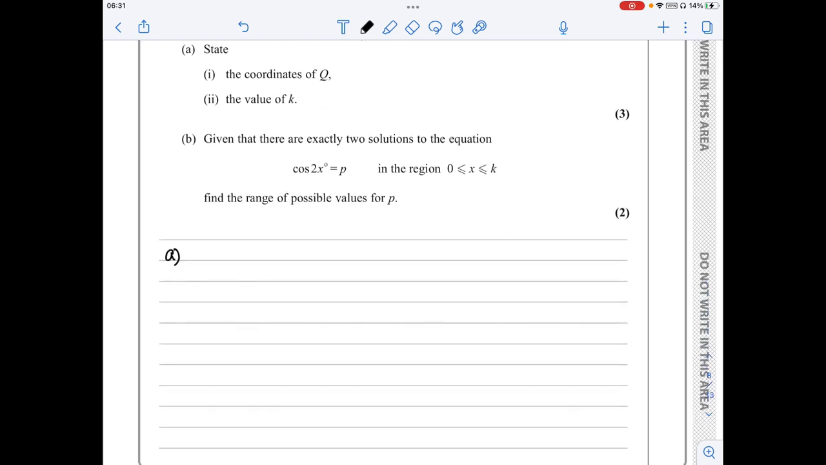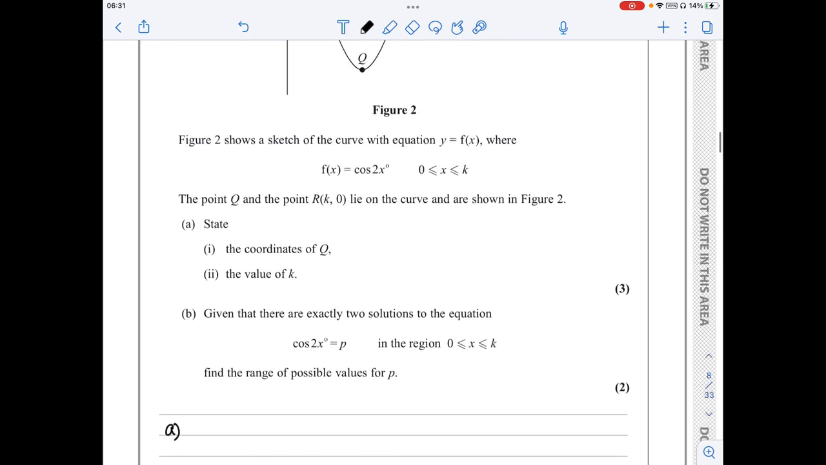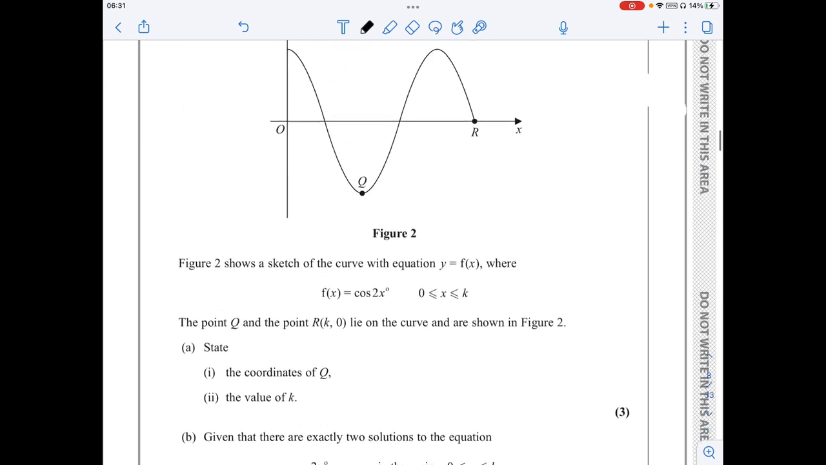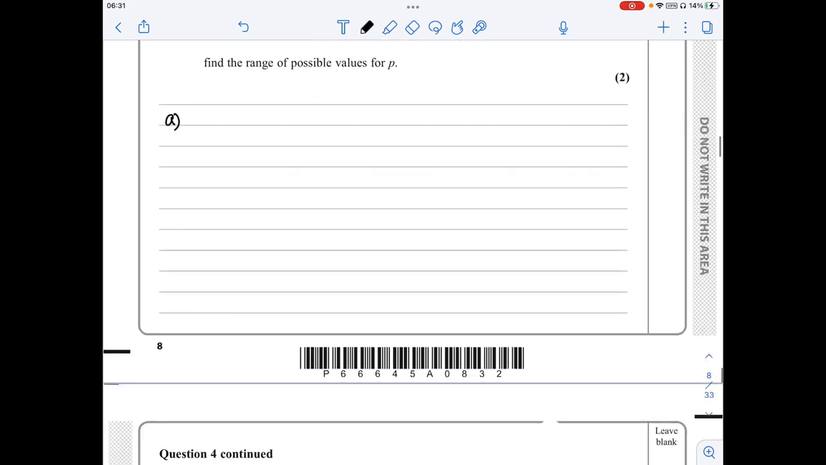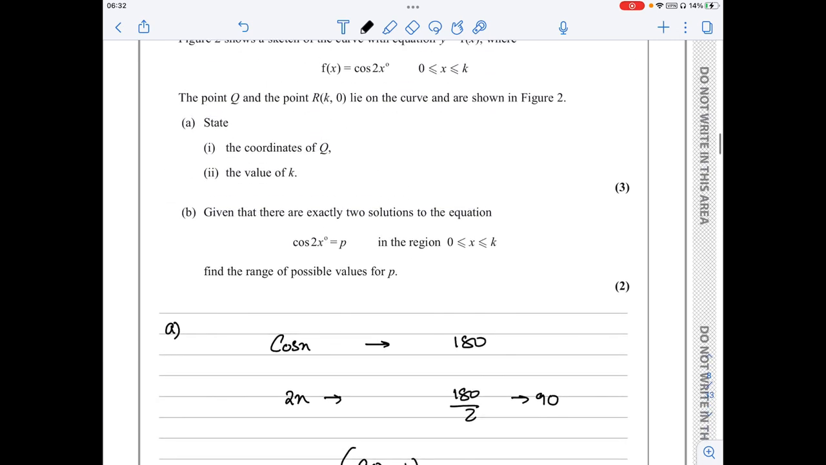So in part A, what is being asked? It is asking to find the coordinates of Q. So this is going to be the minimum point. What is that? Cos 2x. Basically, cos x will have the minimum value at 180, so cos 2x should have the minimum value at 180 upon 2, which is nothing but 90. And its minimum value is going to be minus 1. So 90 comma minus 1.